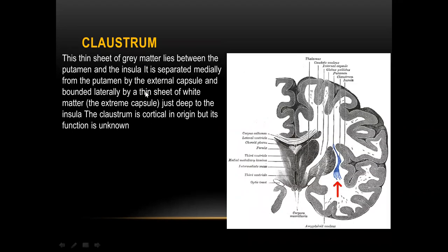The claustrum is a thin sheet of gray matter located between the lentiform nucleus, the outer part of the lentiform, the putamen, and the insula. It is separated from the lentiform nucleus by the external capsule and from the gray matter of the insula by a thin sheet of white matter also known as the extreme capsule. Its function is unknown.